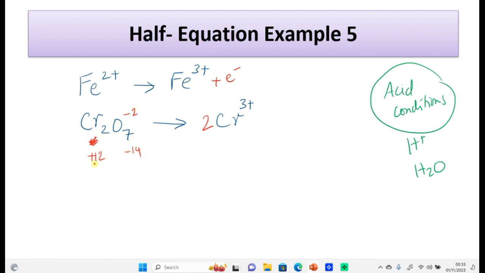So for 2 chromium atoms it's plus 12, so each chromium atom's got plus 6. We don't have to worry about that, we just have to look at, okay, there are plus 12 charge here for both chromium atoms, and here you have plus 6 charge here. If you multiply these two, 2 times plus 3, you do this very carefully, make sure that these atoms, ions that are getting oxidized or reduced are balanced first. Okay, so this is balanced now, right?